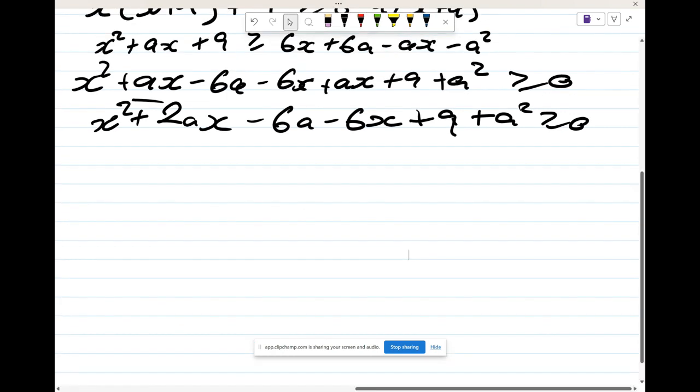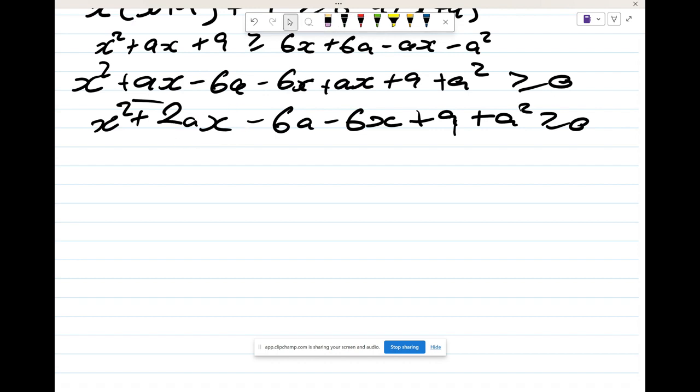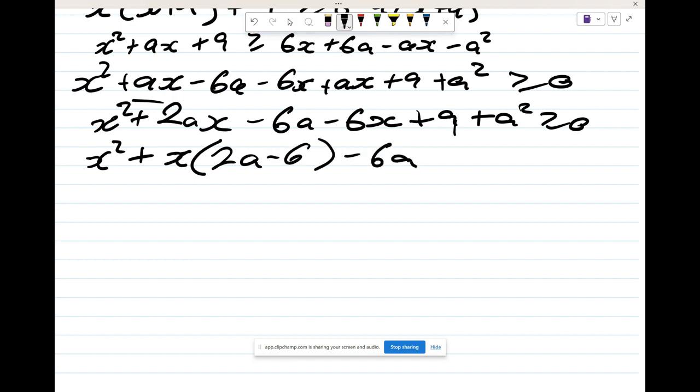One thing we could do is, because we were stuck with this x here, this ax, take out x as a common factor from 2a and this 6 over here. So that'd be 2a minus 6. Okay, and then we're left with 6a plus a squared plus 9. So let's rewrite a little bit: x squared plus x times (2a minus 6).